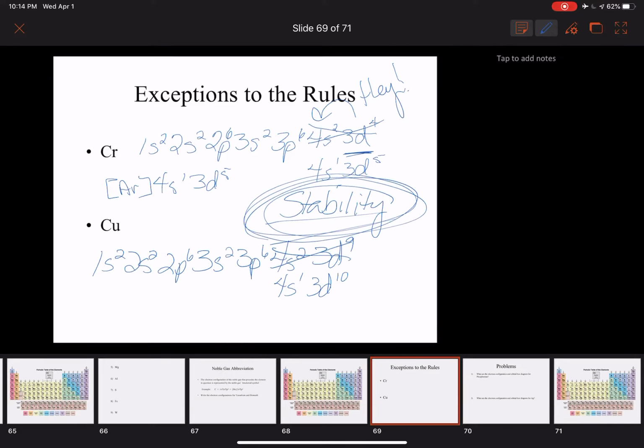And stability is good. If we wanted to write the noble gas abbreviation, we would write it like we did for chromium. We'd go, okay, all of this right here is argon. So we will write argon, and then we'll write this little bit on the end right there to indicate that we've got copper.